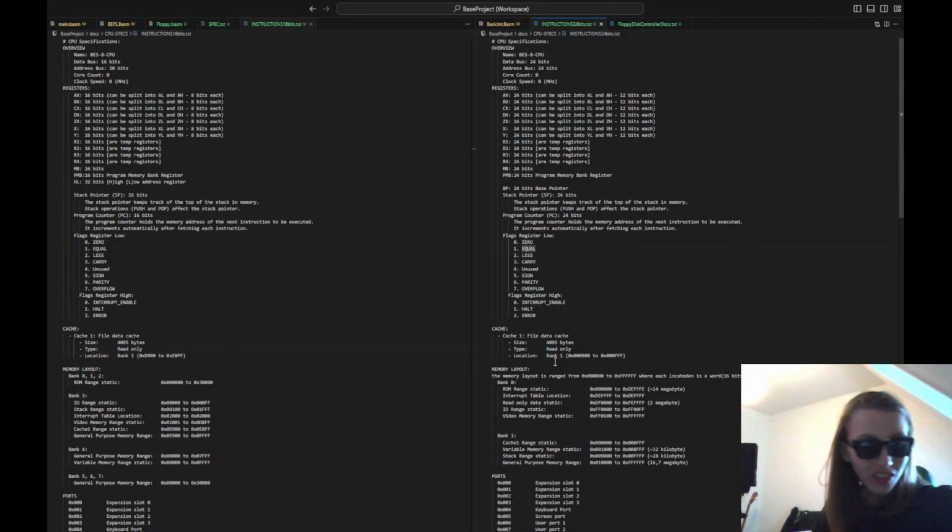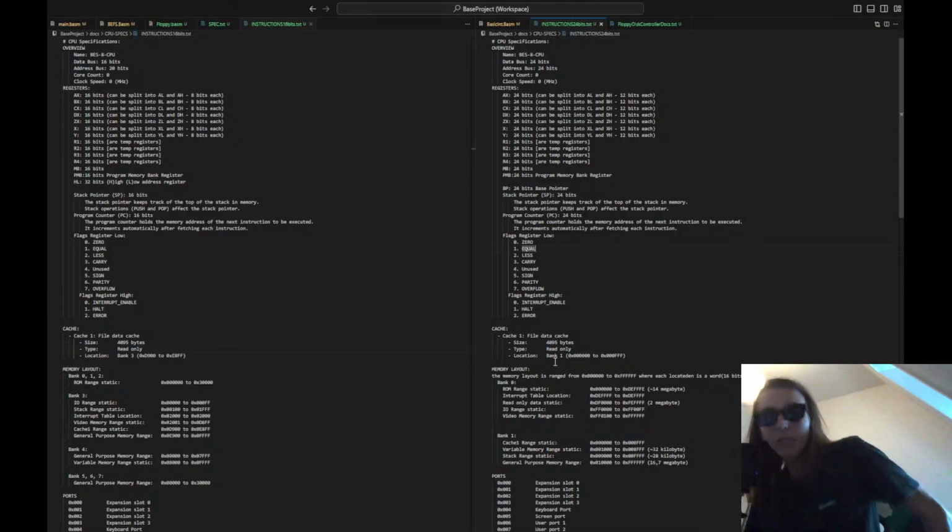I need to turn up the fan power, else my computer's going to die.